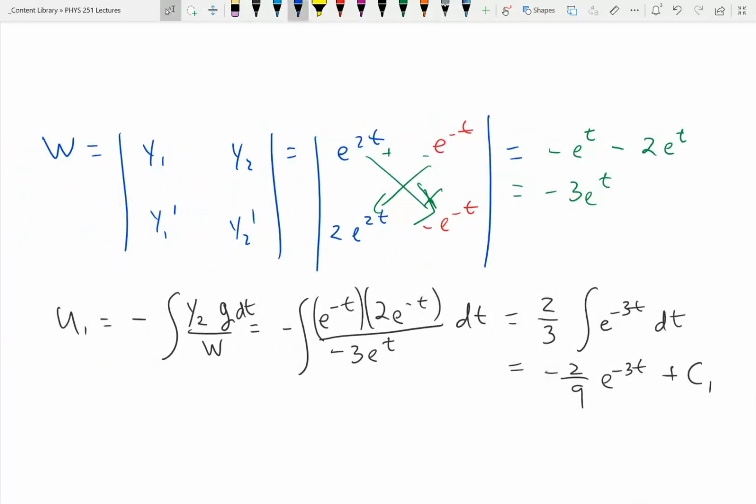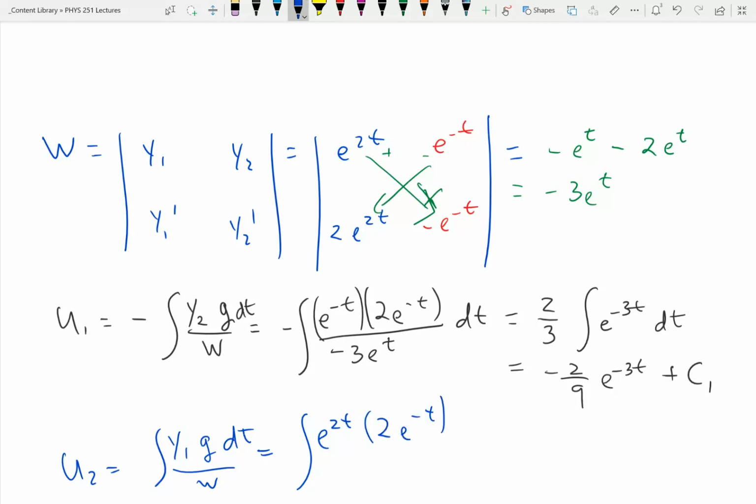Now I need to calculate u2. This one has a positive sign, y1g dt over the Wronskian. So that's integral of e to the 2t times. Oh, wait a second. Did we forget to add the negative at the end there, where we split up the 2/3? There's no negative in front of it. Should there be, because there's two negatives? There was a minus here and a minus here. Is that what you're saying? Oh, I see.